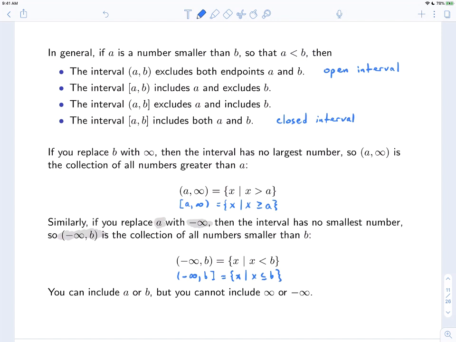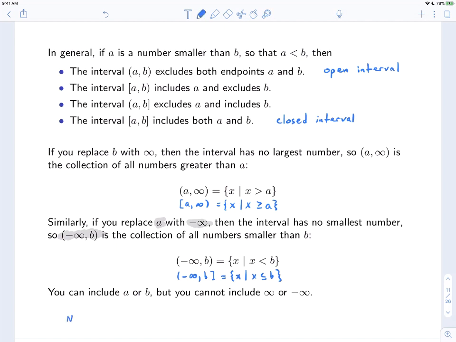So you can include either of the endpoints a or b. Now what you can't do is include infinity or negative infinity. So under no circumstances should you have a bracket next to infinity. Infinity isn't a number. It's just an idea indicating that something is either growing without bound or, in this case, decreasing without bound. Now one thing you can do is you can have infinity in both places.